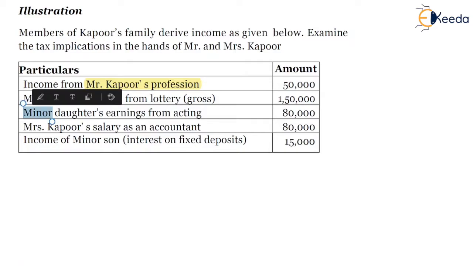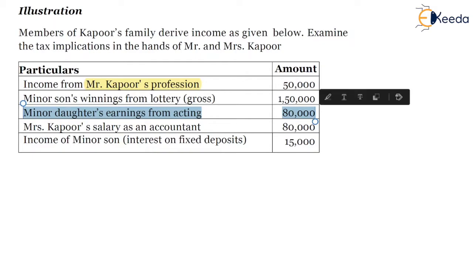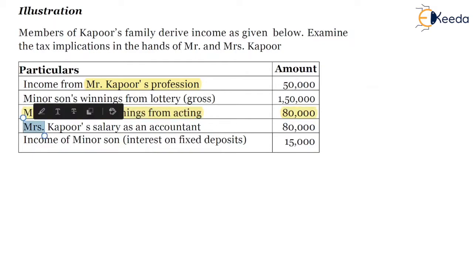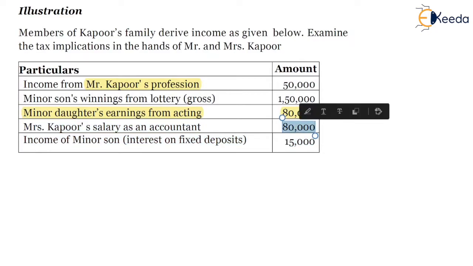So minor daughter's earnings from acting, nothing will be taxable, nothing will be clubbed in the hands of either of the parents since application of skill. Mr. Kapoor's salary as an accountant, 80,000. And income of minor son, interest on fixed deposit is 15,000. So friends, here you can see 80,000 and 50,000. Income of Mrs. Kapoor is greater. And accordingly, income will be clubbed in the hands of Mrs. Kapoor in this case.